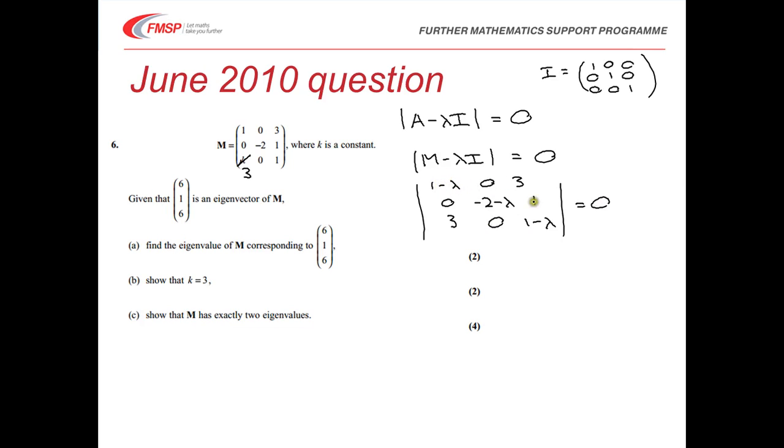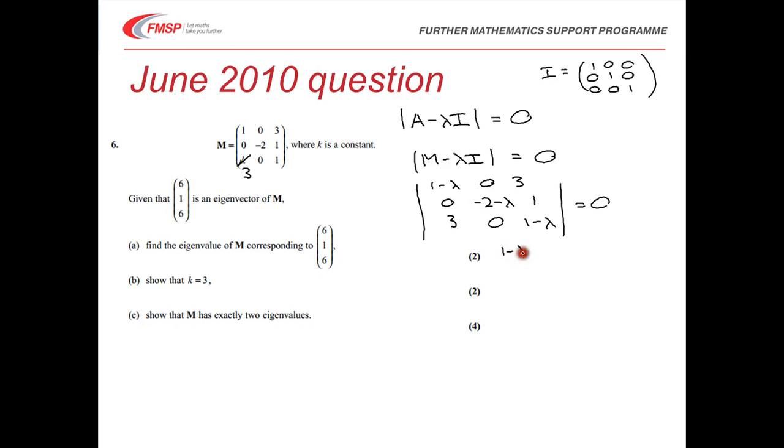So we'll have 1 minus lambda times the determinant of this 2 by 2 matrix here, and then minus this number times the determinant of this pushed together. That's going to be 0 anyway. And then 3 times the determinant of this 2 by 2 matrix here. So let's have a look at that.